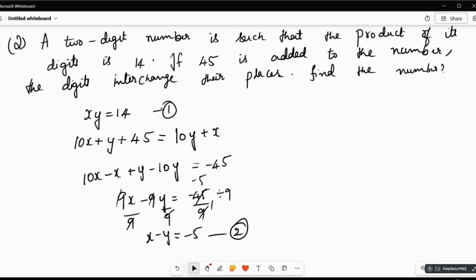Anyway, x into y is 14 is there, right? So the two-digit number is such that the product of its digits is 14. So x into y is 14. So instead of x, I can write it as 14 by y. Because here substitution is easy, you can put that. Instead of x, I can write 14 by y minus y is equal to minus 5.